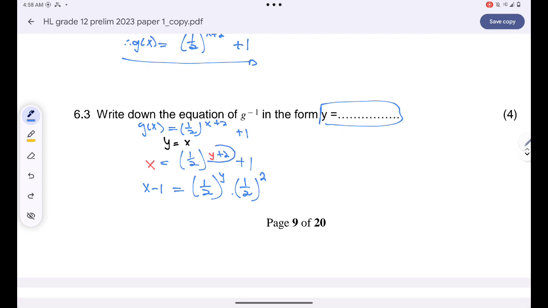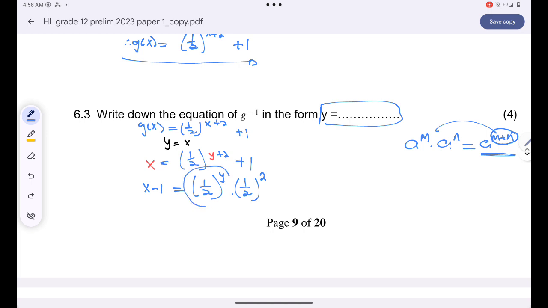So even here I'm supposed to separate the exponents by using the law that says a to the power m multiplied by a to the power n is just equal to a to the power m plus n. If I want to separate these exponents, I just need to rewrite this statement like that. Are you together?